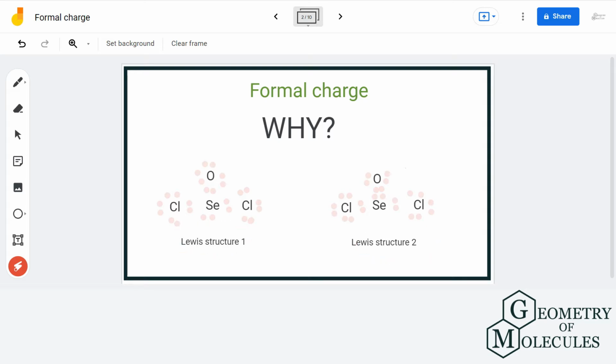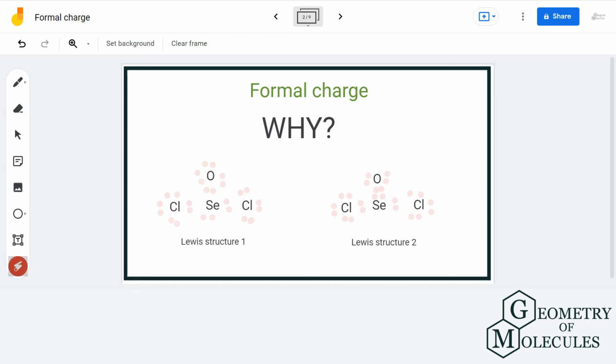If you see, in both our structures, the octet is completed. So how to decide which Lewis structure is more stable? Here, formal charge comes into the picture. If we calculate formal charge, which we will see shortly, in structure 1, selenium has +1 formal charge and oxygen has -1 formal charge. But in structure 2, the formal charges of all the atoms are 0. And generally, the lowest energy structure is the one with the smallest formal charge on atoms. So, structure number 2 is the most stable and acceptable structure.